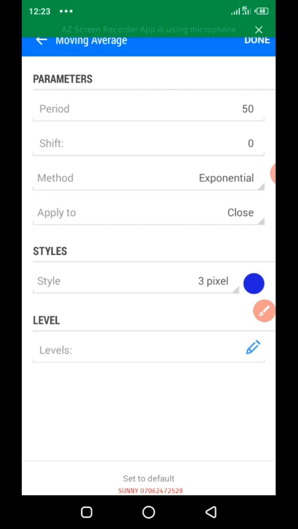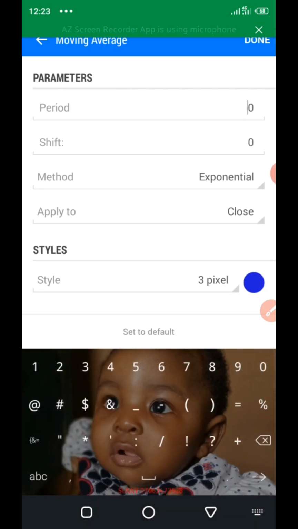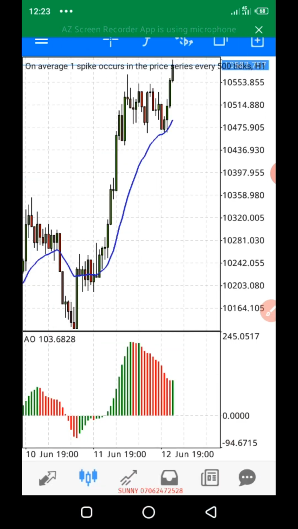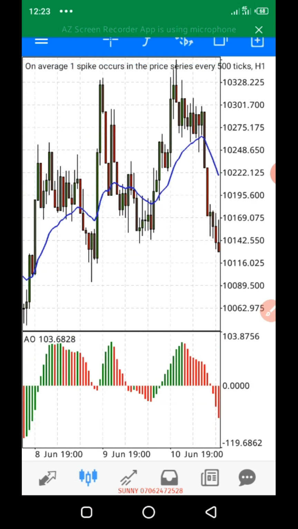Once you click on your moving average, you can make your moving average 20. Just put 20, then click done. You can change your color to whichever color you want. Just click done at the top. Now here we are. Now, how do you spot that you're in an upward trend or a downward trend?